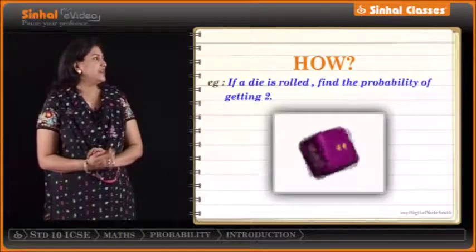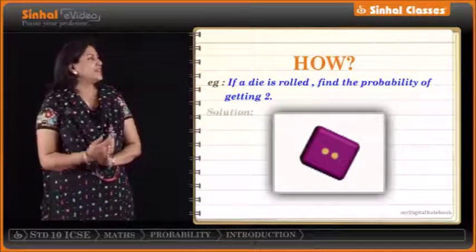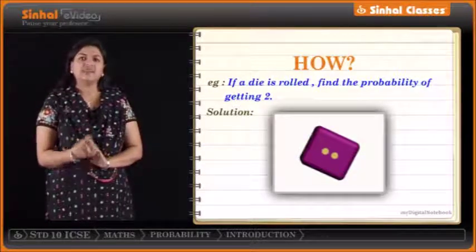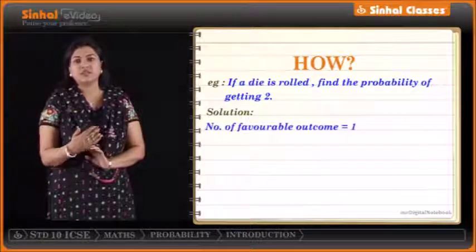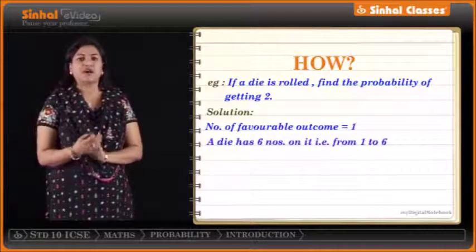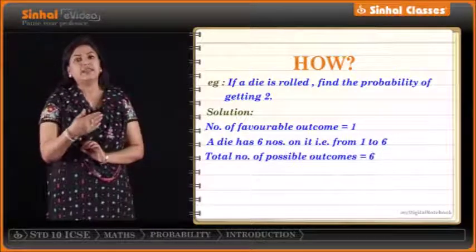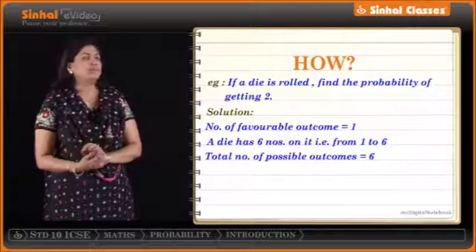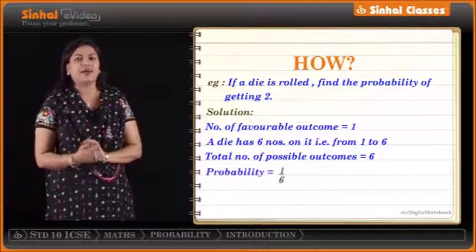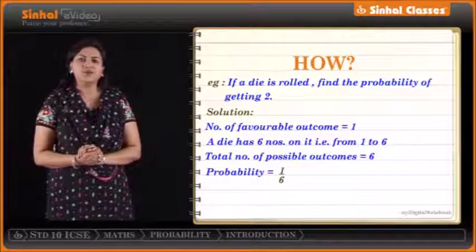Example, if a die is rolled, find the probability of getting 2 on the die. Here, the desirable or the favorable outcome is getting 2 on the die. That is one possibility. Now, the total number of outcomes are, we can have any numbers from 1 to 6. So, there are 6 outcomes. So, probability of getting 2 on the die will be number of favorable outcomes upon total number of outcomes, that is 1/6. Now, before moving ahead to actually solve the problems on this topic, let us understand some terms used in probability.